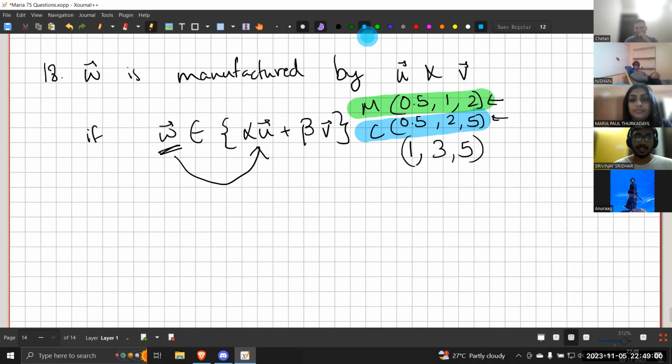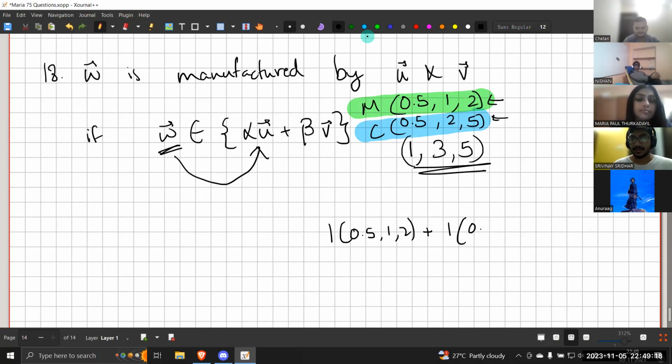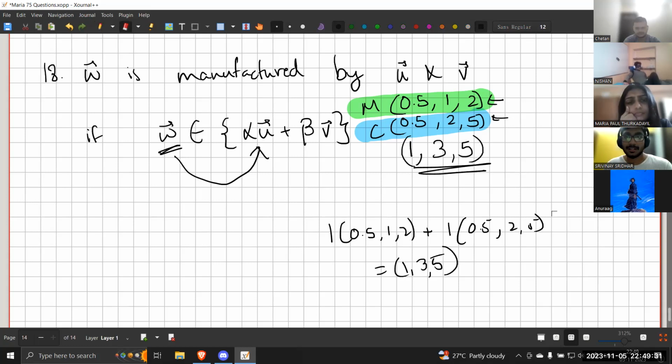that this part, this 135, I've already visited by exploring Maria and Chetan's directions. I go 1 unit in the direction of Maria's direction, and 1 unit in the direction of Chetan's direction, and I will land up at 135. And I'm hoping that's right. Oh, shoot, that's not. My bad.